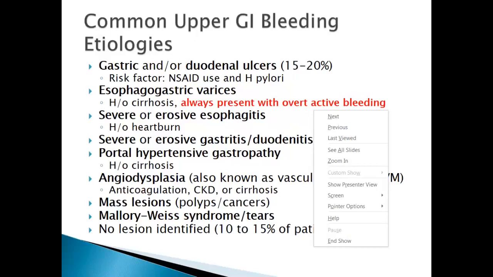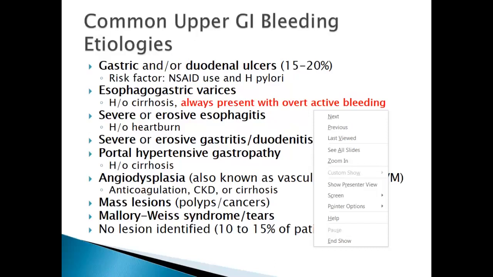Severe or erosive esophagitis, which can be suspected in somebody with a history of chronic uncontrolled heartburn. And that often presents as coffee ground emesis, where you have some oozing from the esophagus. They get nauseous because of their heartburn and the blood, and then they vomit. These are older coffee grounds, so it's less severe usually.